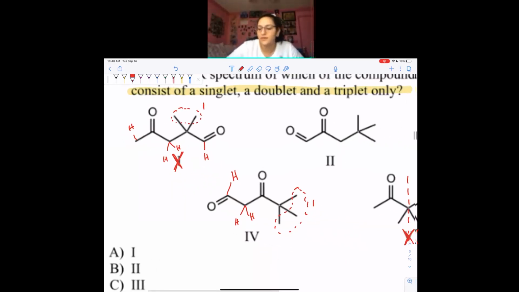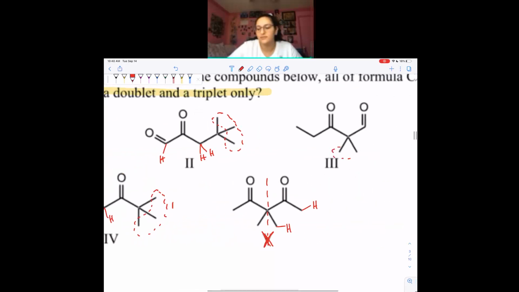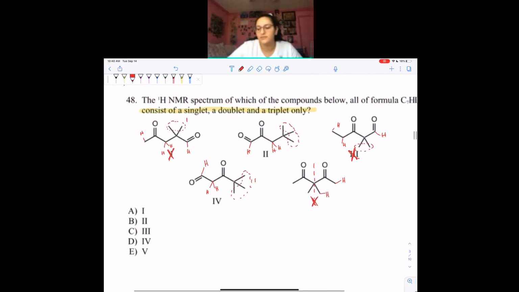Next door, partial symmetry. So this is 1 signal, 2, 3. Okay, cool. That one has 3. We'll keep it for now. Last but not least, partial symmetry. 1, 2, 3, 4. So we get rid of this one. So cool. Just by number of signals, we got rid of 3 of the answer choices. So we're stuck between 2 and 4.